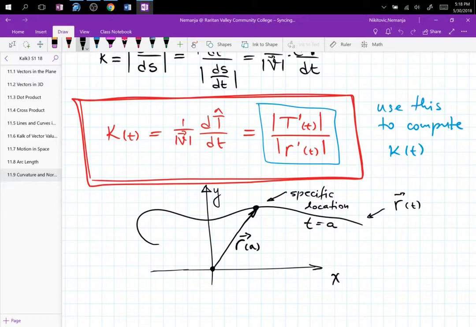How fast is the object moving? Well, plug that into the derivative, r prime. That gives the speed. Figure out the magnitude. What is the direction? Aha, the unit tangent vector. The unit tangent vector is going to give us the direction.